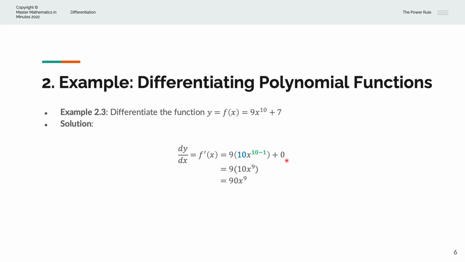And again, there are two steps. The first step is to copy the power, and the second step is to reduce the power by 1. And simplifying that, we have 9 times 10 times x to the power of 9. And simplifying that further, we have 90 times x to the power of 9.